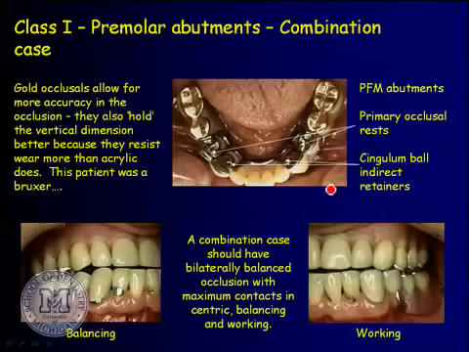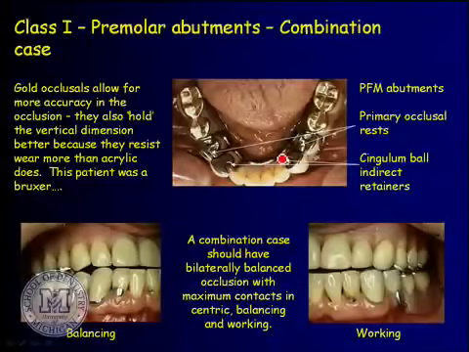And here just shows one in the mouth. So you've got your indirect retainer, you've got your lingual bar, and you've got your clasps. And so you check things out and see, do things rock?